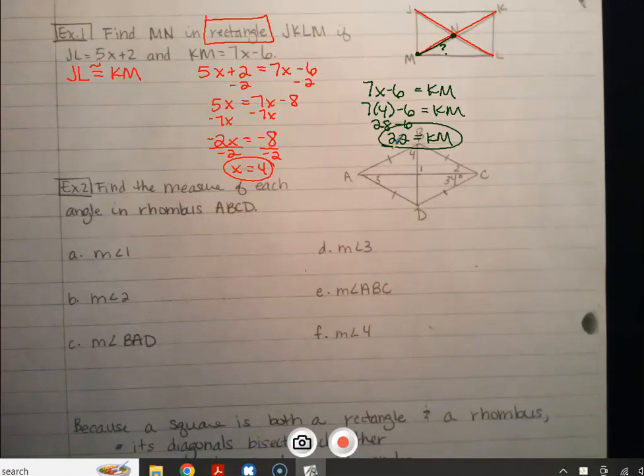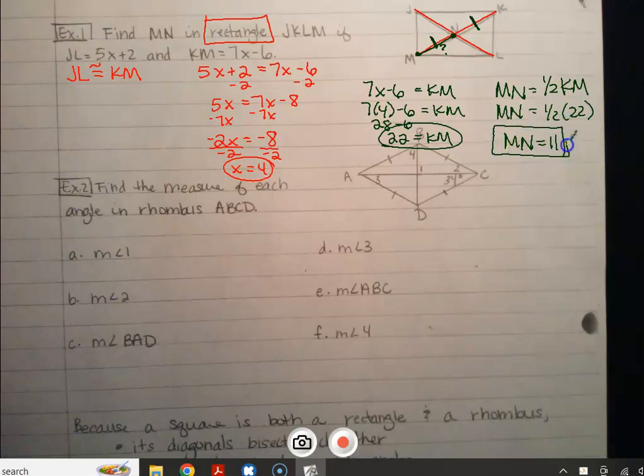Okay, hopefully you remember that the diagonals, this was from the day before, the diagonals of a parallelogram bisect each other. So that means this side, MN, is congruent to NK, which means that MN should equal half of the KM. So MN equals half of 22. So MN equals 11. That would be our final answer, right? Find MN.